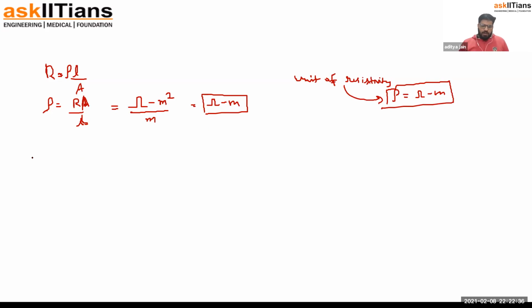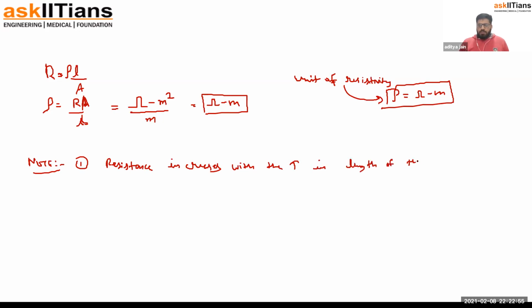Done. So you can write three important points as a note. Resistance increases with the increase in length of the conductor. This means if the length of the conductor increases, ultimately the resistance of the conductor will also increase. And I already told you it is directly proportional. Resistance is directly proportional to the length.